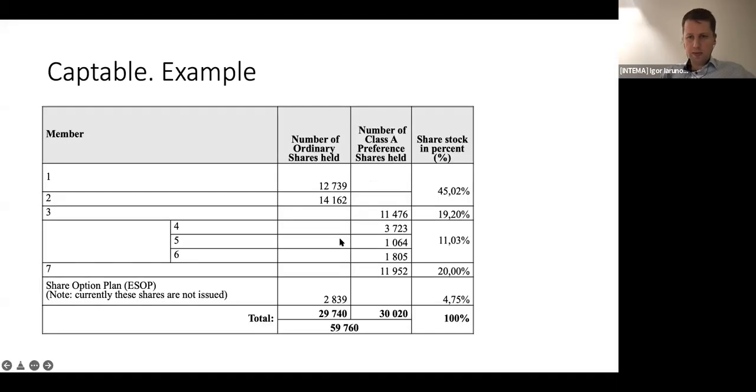Let's move forward to the presentation. One more example of a cap table. So you see a bit more difficult, a bit more complicated situation.